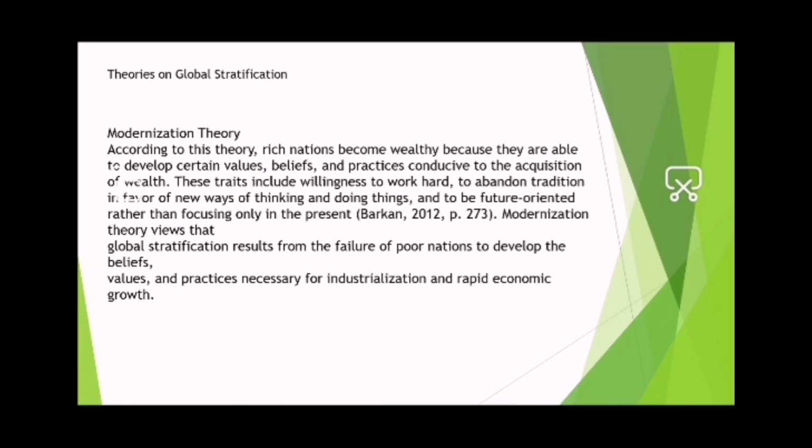Theories on global stratification. Number one is modernization theory. The two most widely accepted theories on global stratification are modernization theory and dependency theory. These theories have contrasting ideas why there are countries that are economically developed while others are falling behind. So number one is modernization theory. According to this theory, rich nations become wealthy because they are able to develop certain values, beliefs, and practices conducive to the acquisition of wealth.